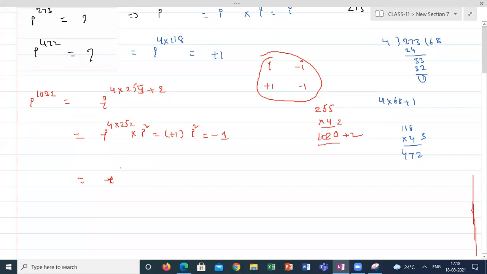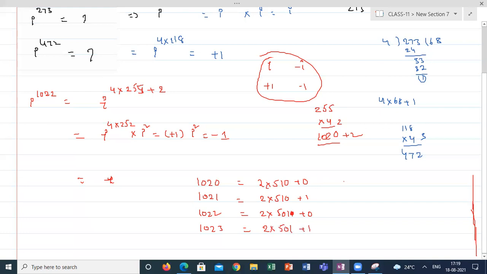How to explain i power? Suppose I'm taking 4 numbers from here: 1020, 1021, 1022, 1023. Can you explain multiples of 2? This can be written as how much? 510. 2 into 510, correct? This will be 2 into 510 plus 1. 2 into 511, plus 0. So you added one extra 0, sir, in that 511. Okay. This is 2 into 501 plus 1.